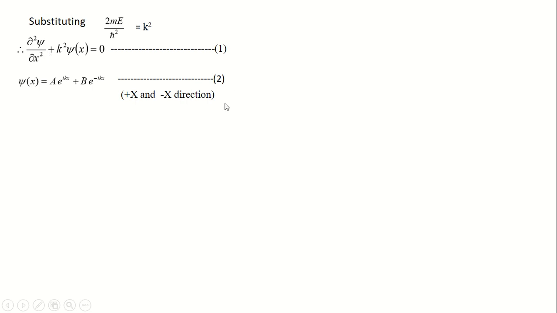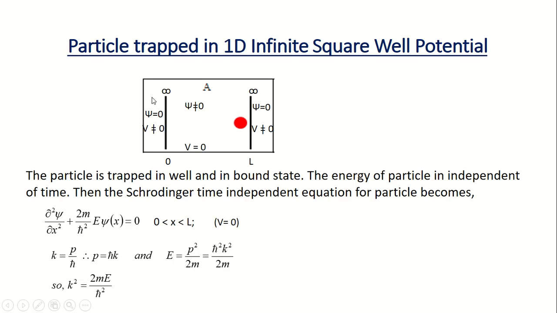Now let's apply boundary conditions. So the first boundary condition is x is equal to 0. Now at x is equal to 0, the particle is not present at the boundary. Here the particle is not present at the boundary conditions. It is not present at 0 or not present at L, and therefore at 0 and at L, psi is equal to 0.